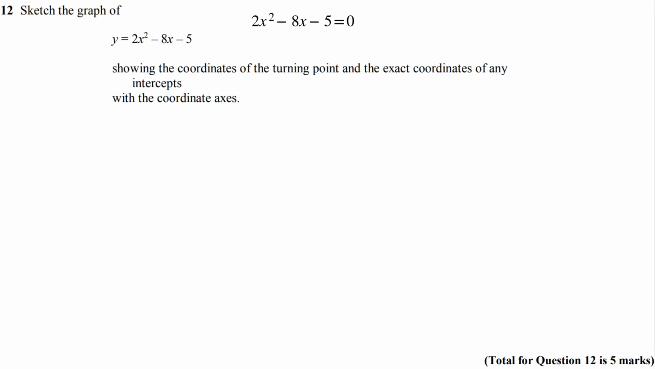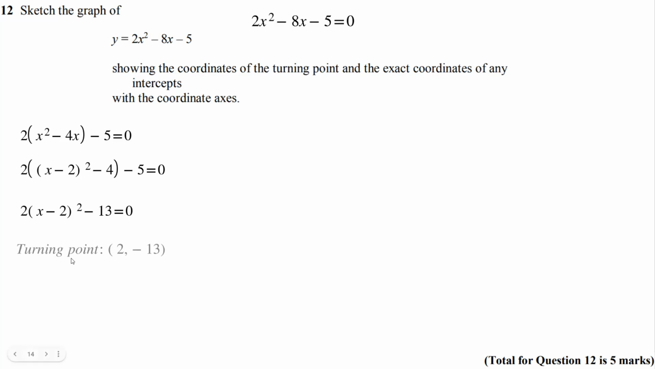You'll get the same answer. You can use another method, but what I did was I just completed the square. So complete the square on this, get this. Now you've got the turning point, so the turning point is 2, minus 13. And now you can solve for what x equals, because you just rearrange for x. So plus 13, then divide by 2, and then square root all of that, and then add 2.